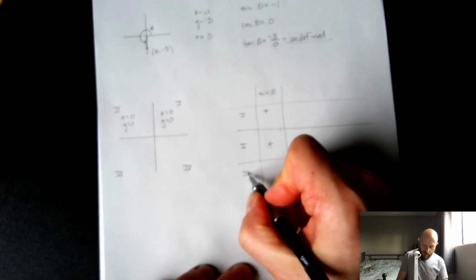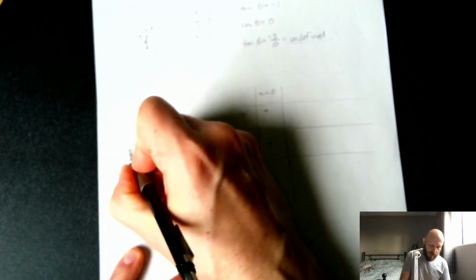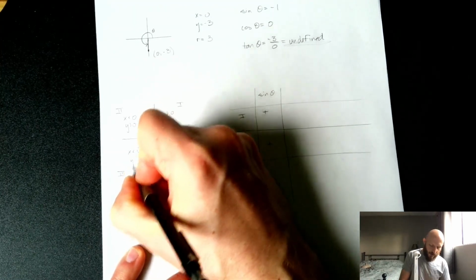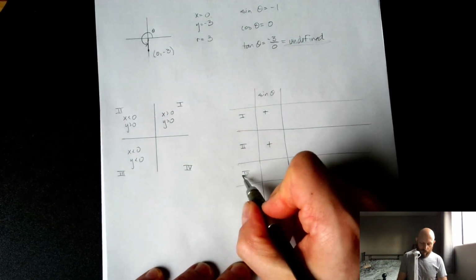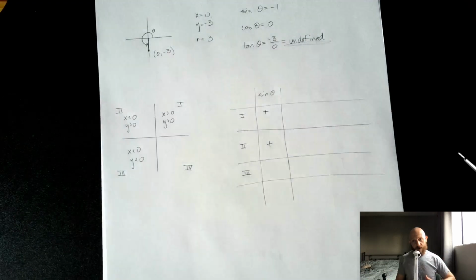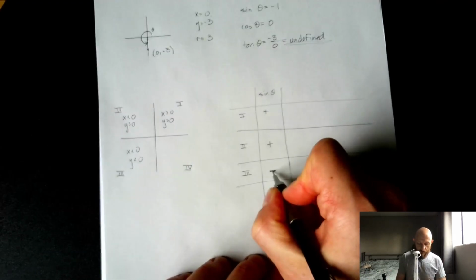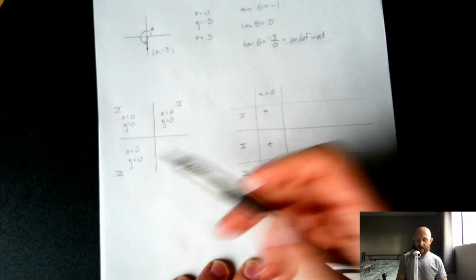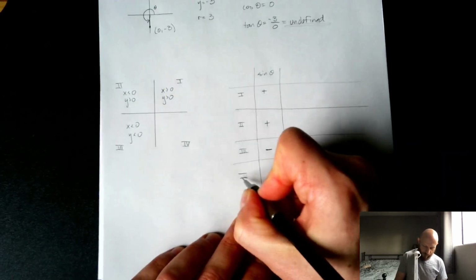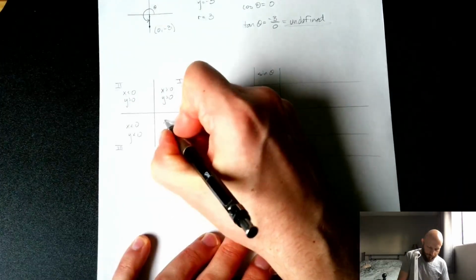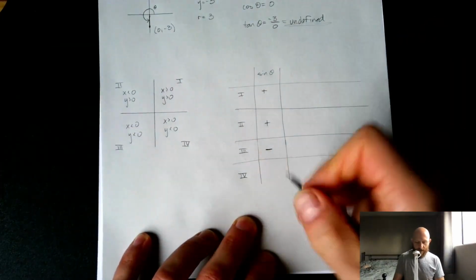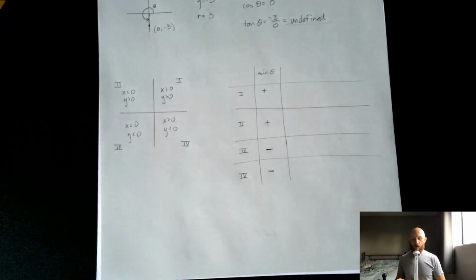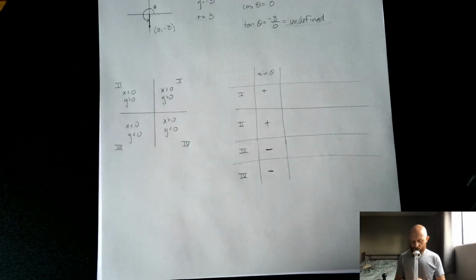In quadrant 3, this is where things change for sine. In quadrant 3, both x and y are negative. Since y is negative, negative divided by positive is negative. So in quadrant 3, sine of theta is always negative. And in quadrant 4, same deal. Even though x is greater than 0, y is less than 0, and sine depends on y. So sine is negative in quadrant 4.